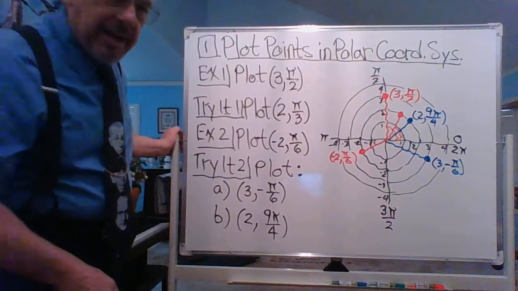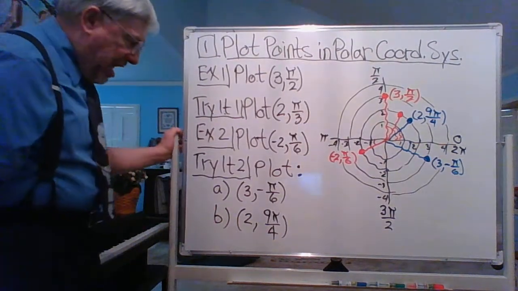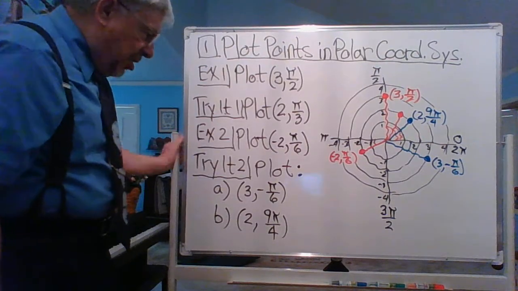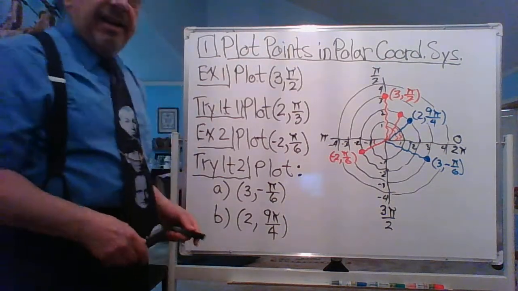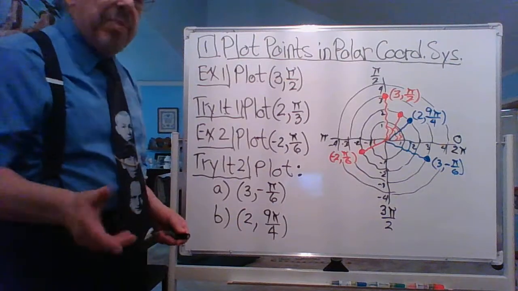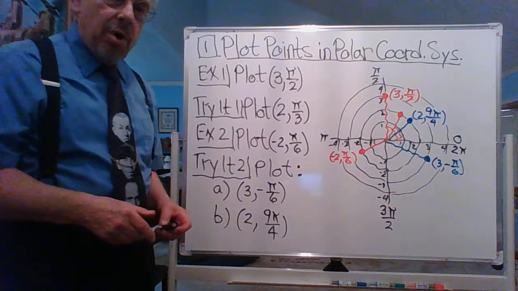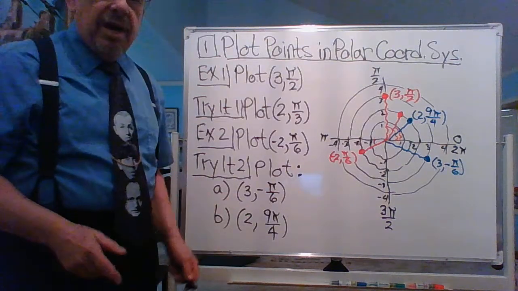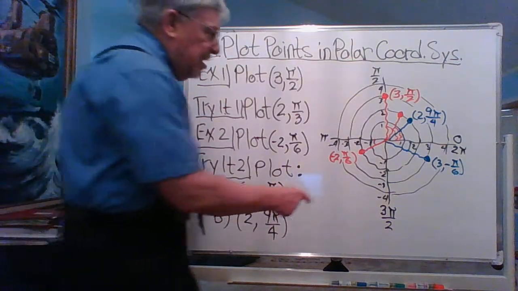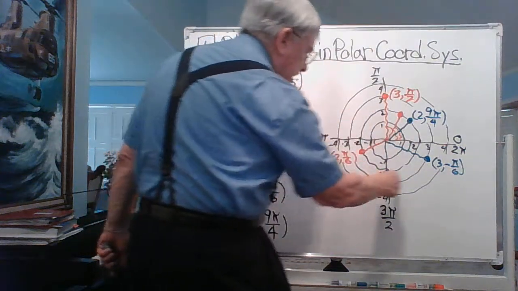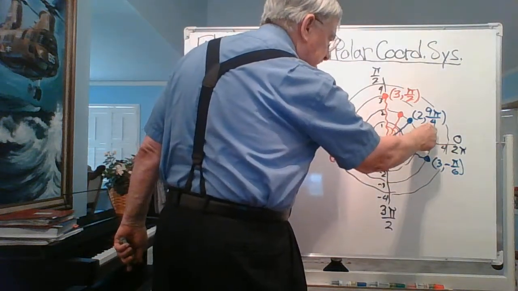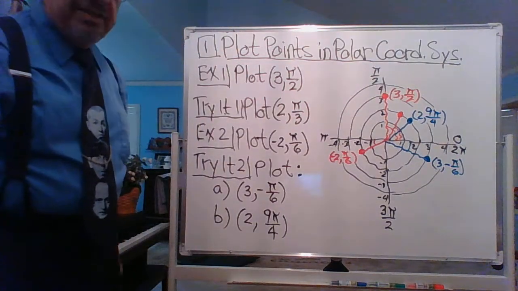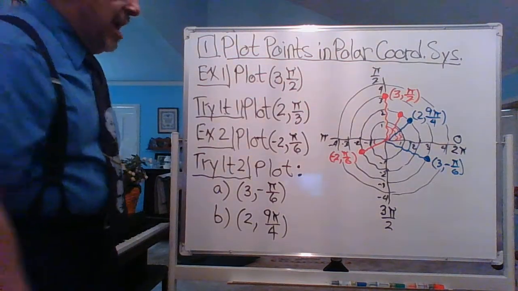My second one here is B, where I'm going to plot 2 and 9 pi over 4. Okay, so 9 pi over 4 is greater than 2 pi. Remember, 8 pi over 4 would be 2 pi. So 9 pi over 4 goes counterclockwise one complete revolution, and comes back, crosses the polar axis, and goes up to 45 degrees, or pi over 4. So that would be 9 pi over 4.